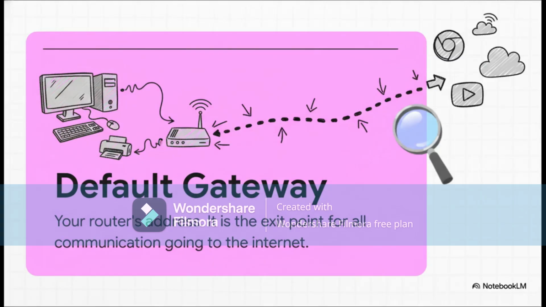Now, this definition is super important for your exams, so listen up. The default gateway is simply the IP address of your router. Without it, your computer is basically trapped. It can talk to your printer all day long, but it has no clue how to reach Google or YouTube. It is the one and only exit point.